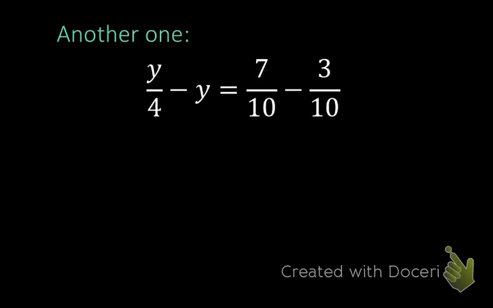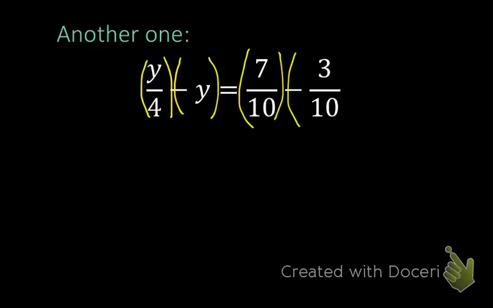So let's do another one. This one has more terms. The first thing I'm going to do is put all of my terms in parentheses so I can see how many terms I have. I have 4 terms. If I look at 4 and 10, I need to find a common denominator. Like if I was adding or subtracting these, what would be my common denominator between 4 and 10? Well, it would be 20. So I'm going to multiply every term by 20/1.